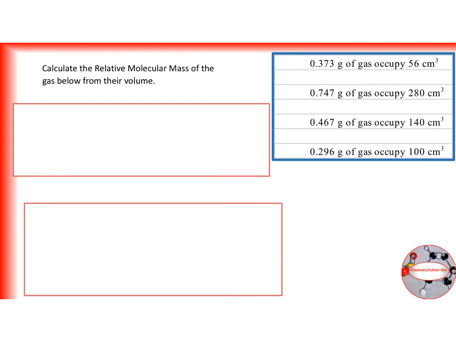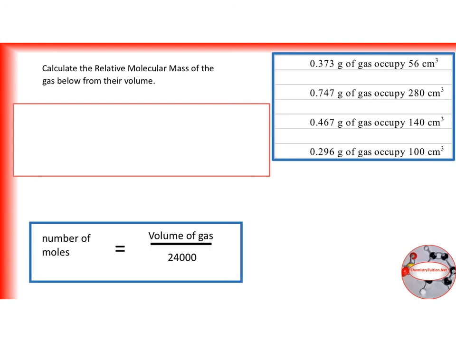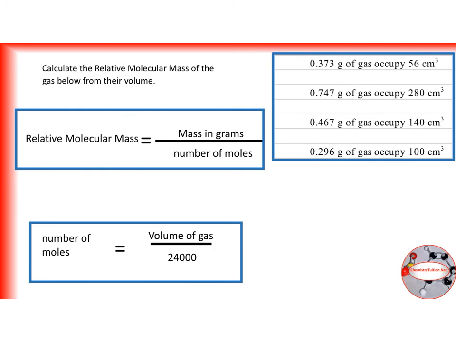So we've not done anything like this before, so let's have a think about the equations that we need. We've got mass and we have volume. So because we've got volume, that means we can find the number of moles from that equation. And once we have the number of moles, we can find the relative molecular mass from the top equation there. So the top equation is just a rearrangement of the number of moles is the mass in grams divided by the relative molecular mass.